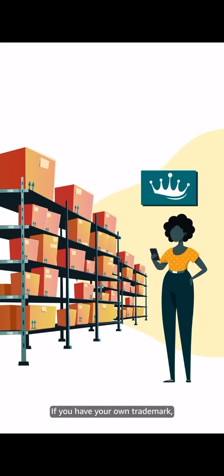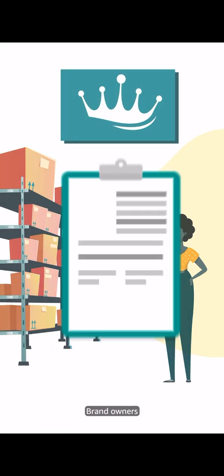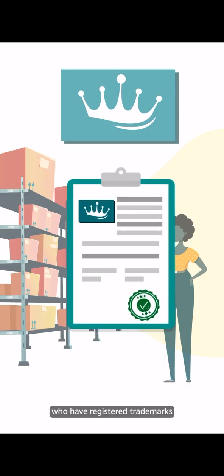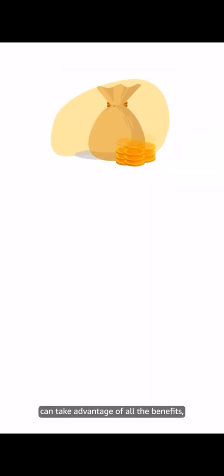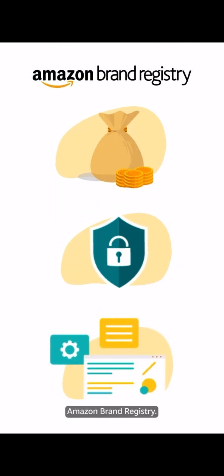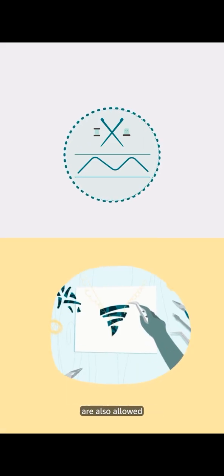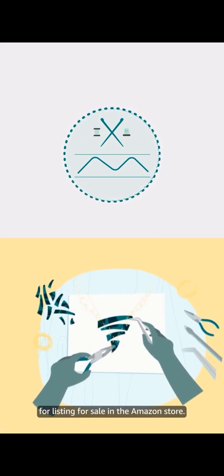If you have your own trademark, you can sell products as a brand owner. Brand owners who have registered trademarks can take advantage of all the benefits, protections, and programs offered within Amazon Brand Registry. Private label, handmade, or customized products are also allowed for listing for sale in the Amazon store.